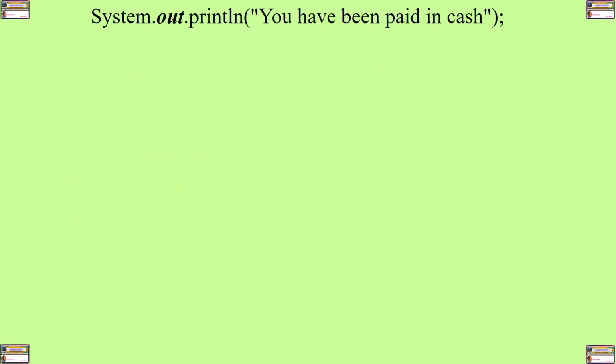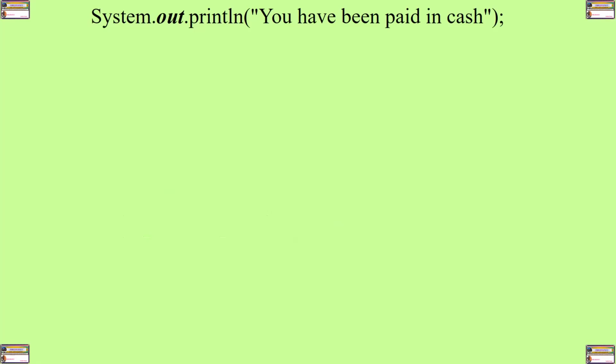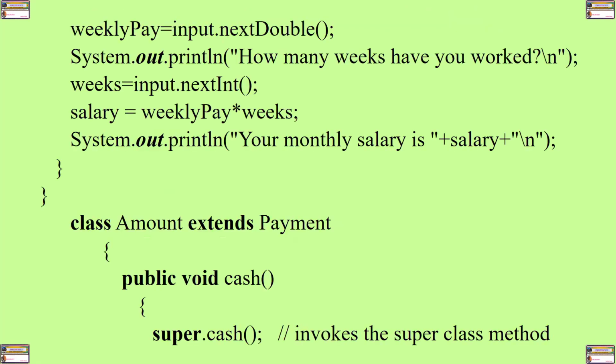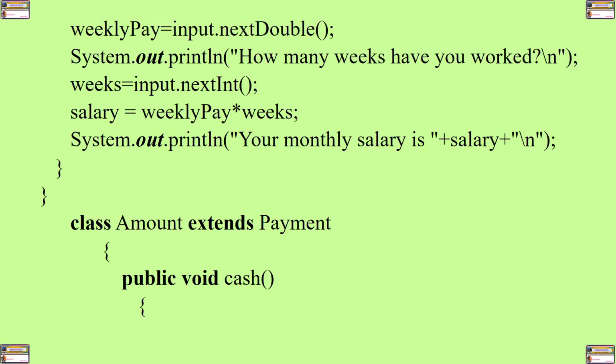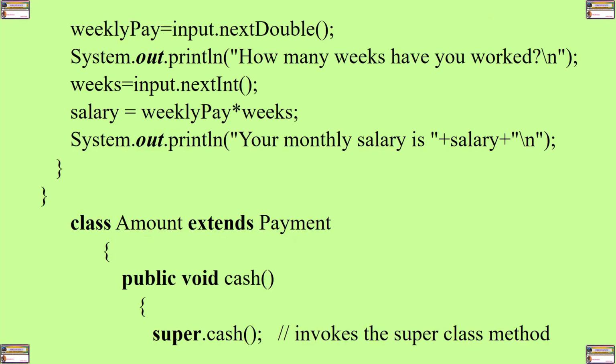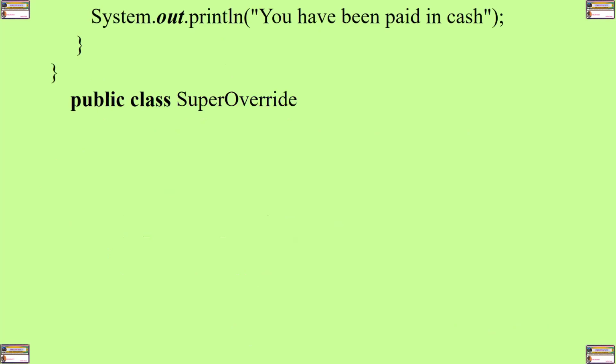Then from there, once the execution of that method is complete, the control will be brought back to this point, and the text which will be displayed on the screen is "you have been paid in cash." And that will mark the end of that class or that subclass or derived class called amount.